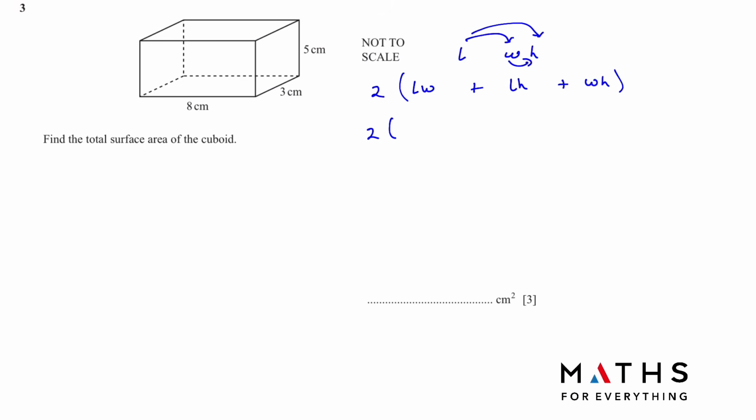Our length is 8 and width is 3. So we'll replace it here, and height is 5. Width is 3 and height is 5. Put in the calculator and you will get the answer 158 square centimeter.